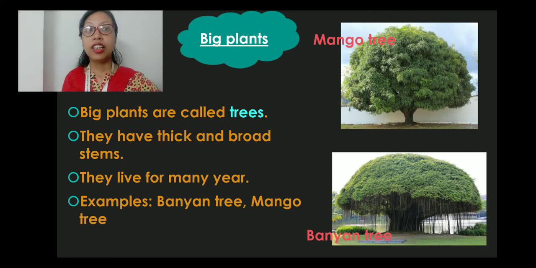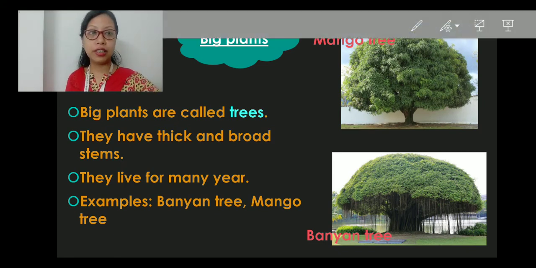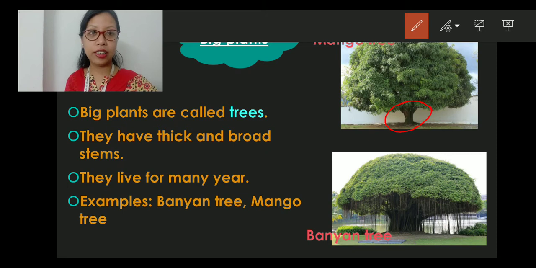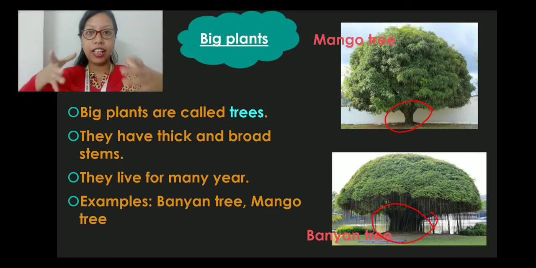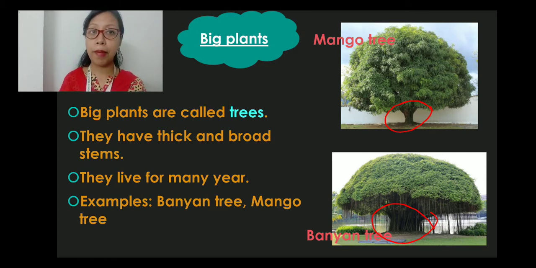Now see, their branch, if you look at this part, it's very huge, right? They are very thick and broad stems. So these are the stems of mango and banyan tree. Now these big trees live for many years. They don't die easily. They used to live hundreds and thousands of years. For example, banyan tree and mango tree.